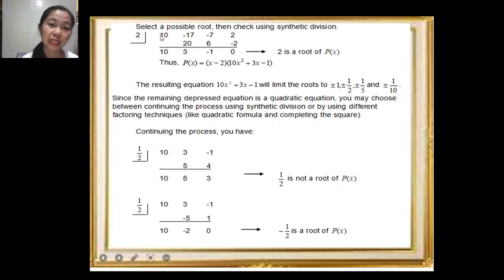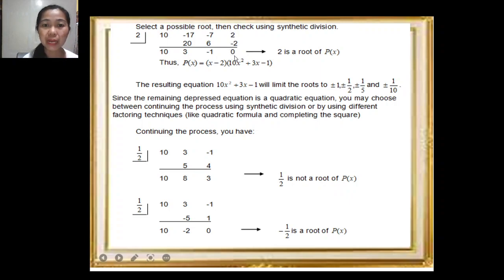Tapos, gamitin natin yung synthetic division, yung ating polynomial, 10x cubed minus 17x squared minus 7x plus 2. Nilista ko yung coefficients niya. Then, itetest ko yung isa sa possible root natin na positive 2. Bring down 10. Ayan. Times 2 is 20. Plus negative 17 is 3. Times 2 is 6. Plus negative 7 is negative 1. Times 2 is negative 2. Ayun. Lumabas ngayon ang remainder ay 0.